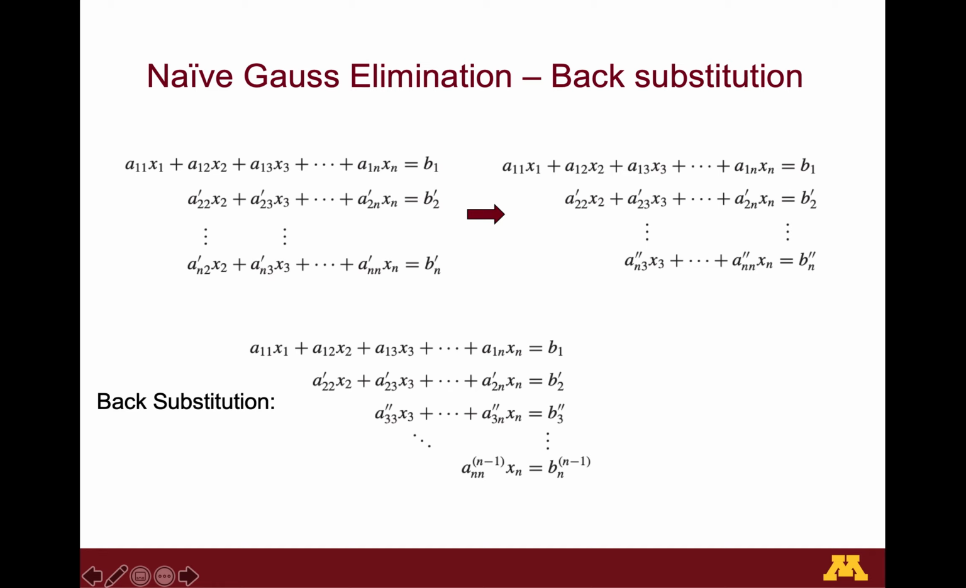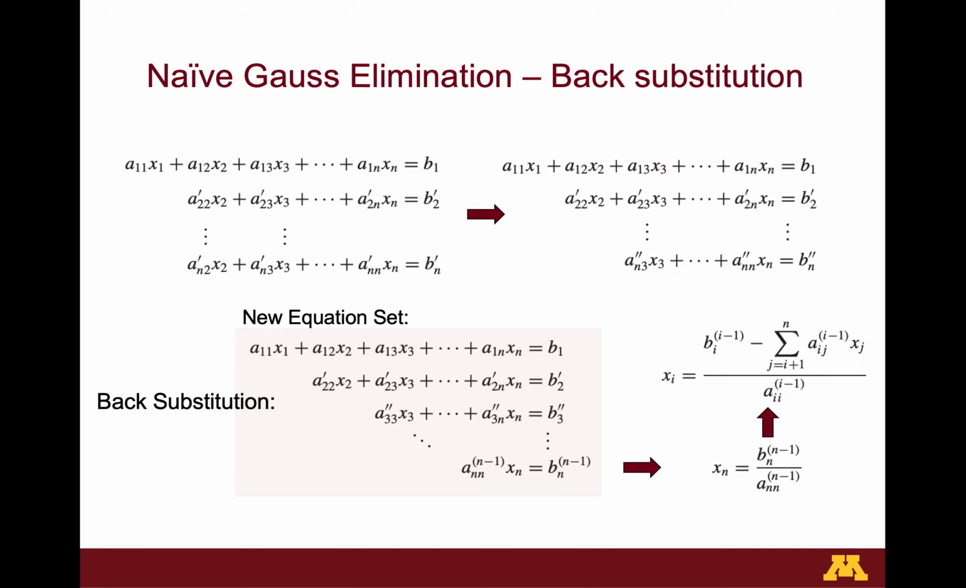Following the same procedure, we can cancel the x2 term in equations 3, 4, all the way to n. In the end, we will see the original equation set updated to this new equation set. Now we can solve xn by simply calculating the last equation. We can substitute xn into the second to last equation, then we can solve xn minus 1. This is how the Gauss elimination method solves our problem.